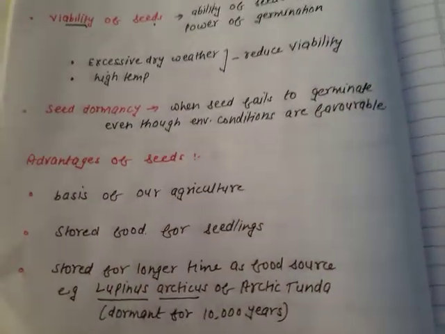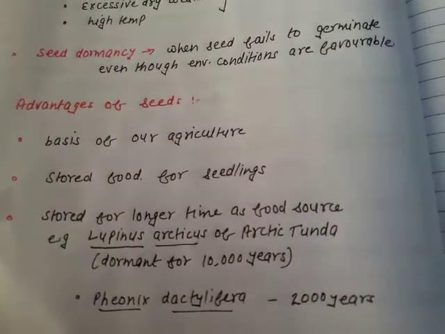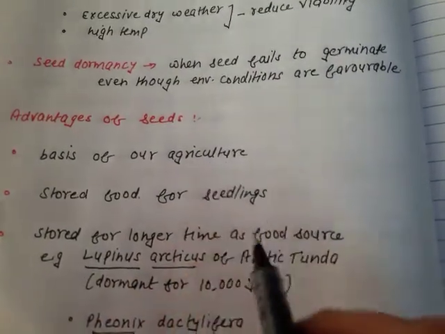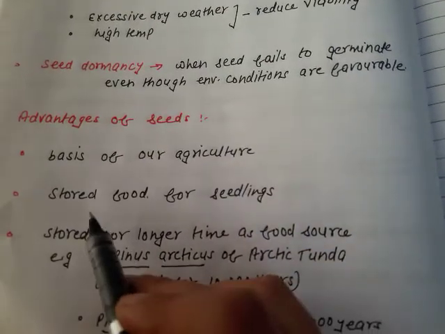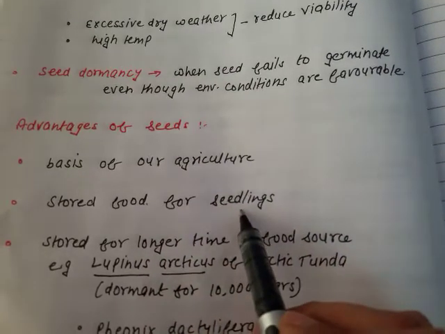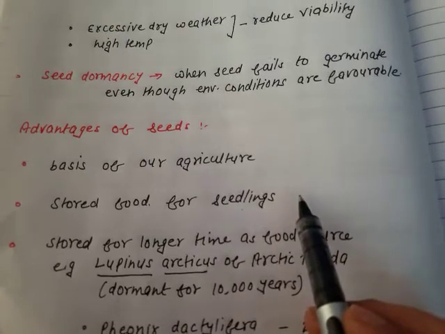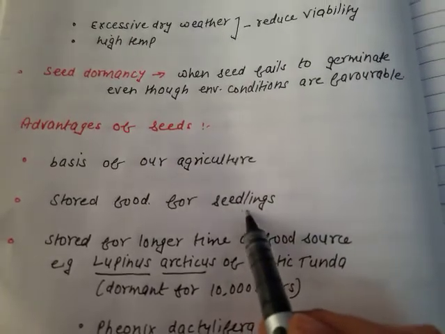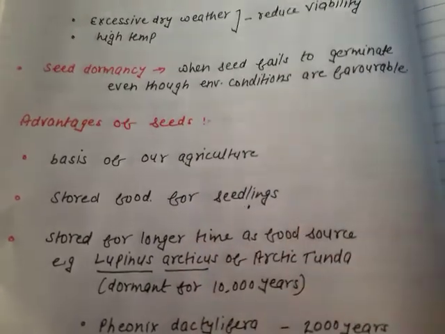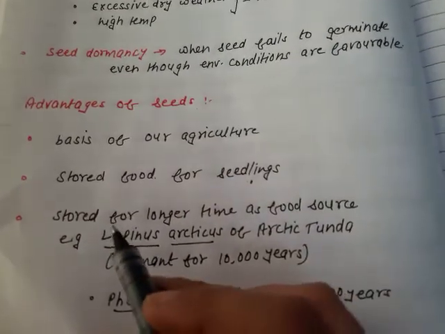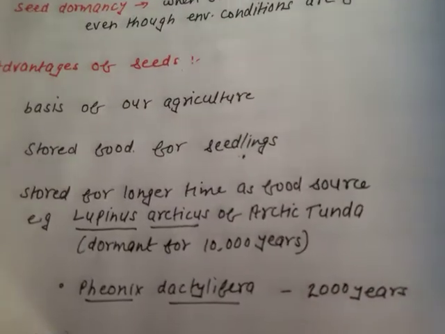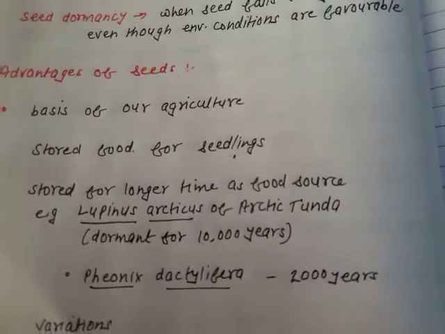Now what are the advantages of the seed? First is the seeds are the basis of our agriculture. Then second is seeds store food for the seedlings. We know seeds germinate or grow into the seedlings and seedlings mature into a complete plant. So seedlings require food for the growth and that food will be provided by the seed. Next is they can be stored for longer time as a food source. मतलब सीड को हम बहुत लंबे टाइम तक स्टोर करके रख सकते हैं एज अ फूड सोर्स.